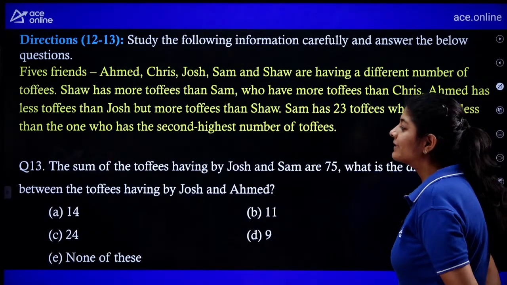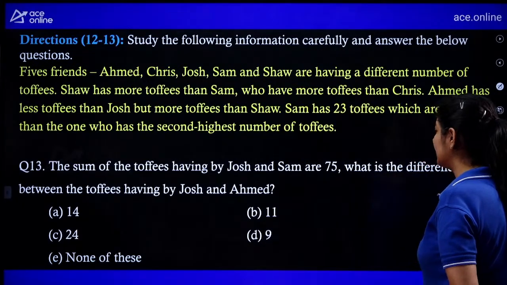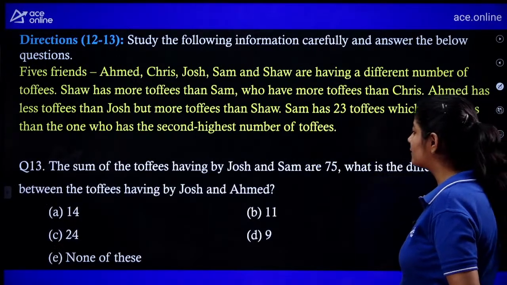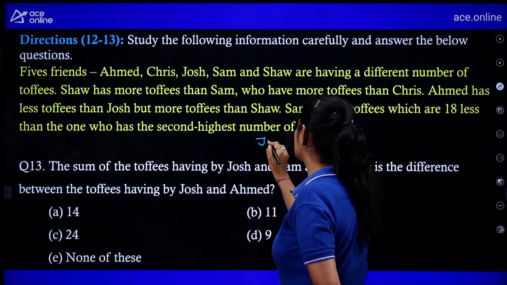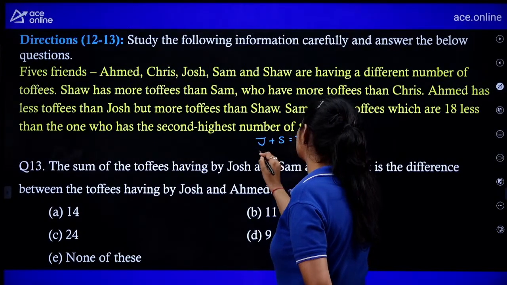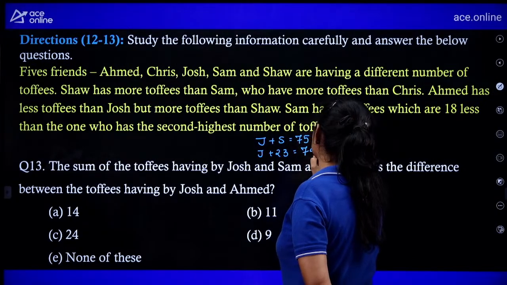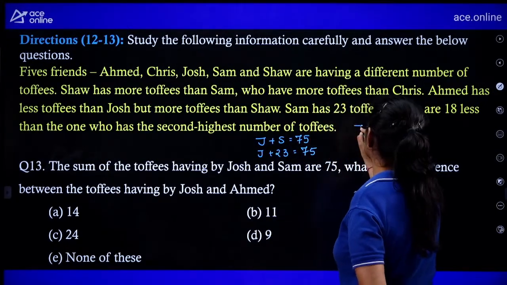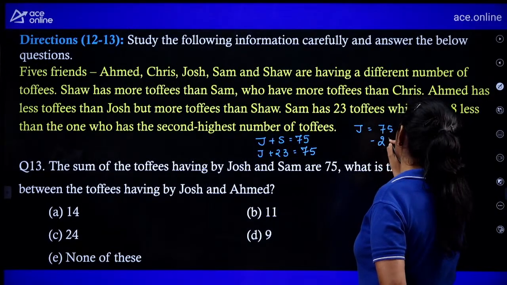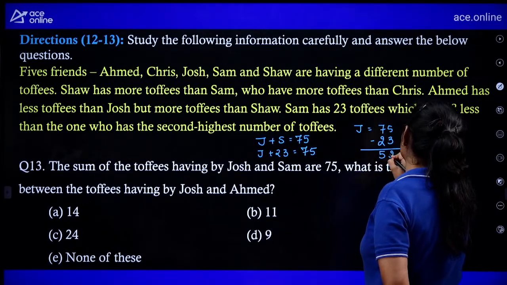Next. The sum of toffees having by Josh and Sam are 75. Okay. Sam and Josh, the sum is 75. So we can say that Josh plus Sam is equals to 75, where Sam is having 23. So we can easily calculate the number of toffees that Josh is having, that is 75 minus 23, right? So here what we are having, 52, right?